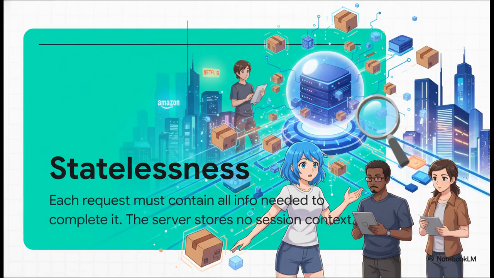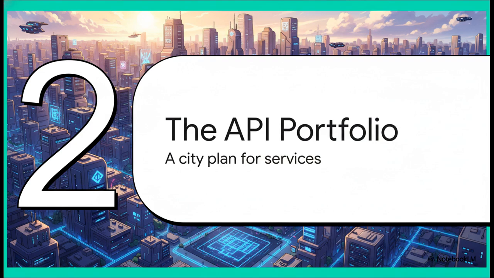So what does statelessness actually mean? Well, it means every single request you send to a server has to be its own little self-contained package. It needs to have all the info the server needs to do its job. The server literally doesn't remember you from one click to the next. Now that might sound kind of inefficient, right? But it's actually the secret sauce that lets huge services like Netflix or Amazon scale to millions and millions of users without just crashing.